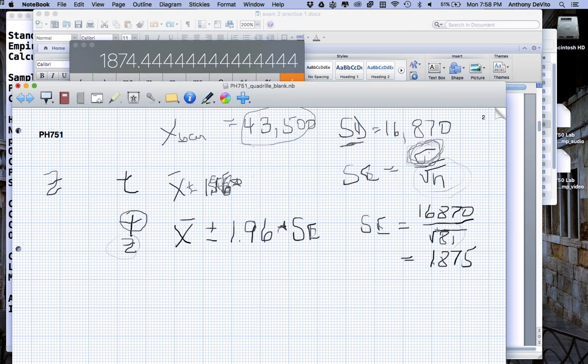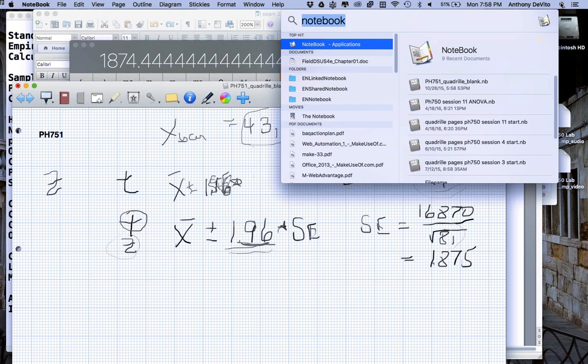Yeah, pretty much, right? Once you get over 30, you consider it a pretty big sample size. So I'm going to stick with that 1.96. If I decided that it wasn't a big enough sample size, what number would I have used instead of 1.96? Well, I would have gone to the t-table.